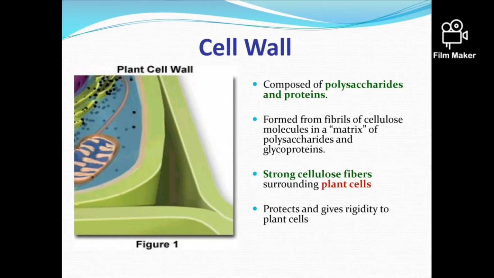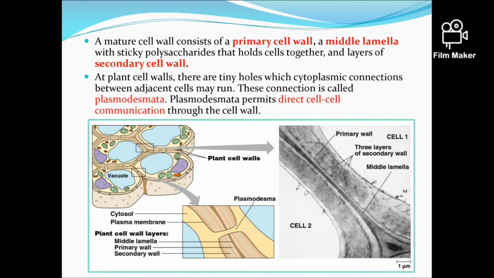Cell walls are strong cellulose fibers surrounding plant cells. They also protect and give rigidity to plant cells. A mature cell wall consists of a primary cell wall, a middle lamella, with sticky polysaccharides that hold cells together, and layers of secondary cell wall.